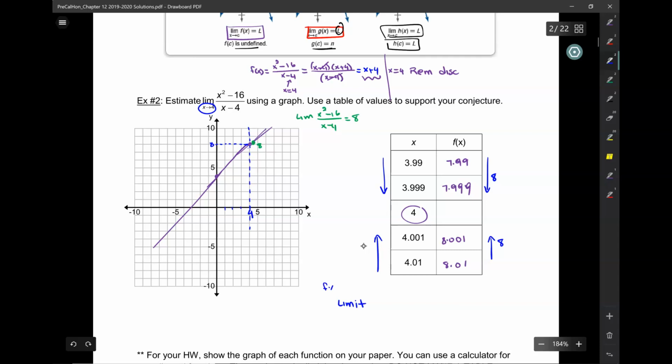Okay, so f of x has a limit. However, I know I said we're not going to plug in the actual value of x, but let's just do it in this case. Go ahead and plug x equals 4 into that function. What do you get? It's undefined. So that is an important point I want to score. f of x has a limit. However, f of 4 is undefined, and that's okay.